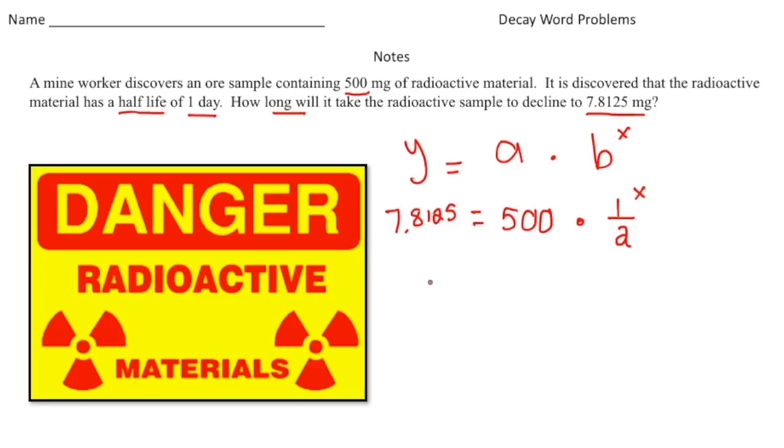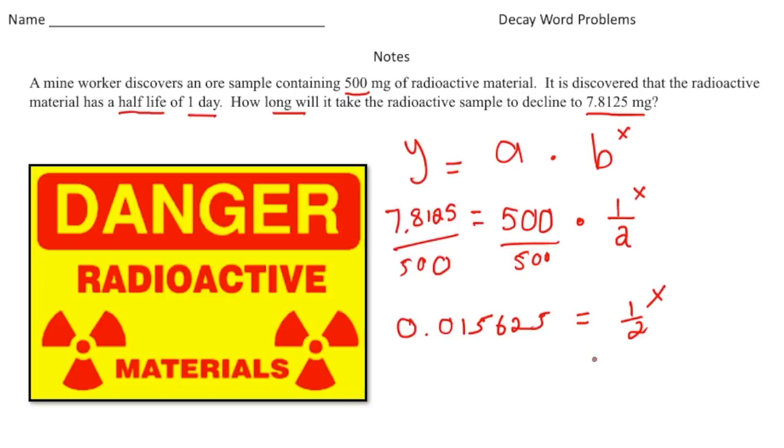All right, so to solve for x, I need to first divide both sides by 500. And then when I do 7.8125 divided by 500 on a calculator, we get 0.015625. And so that's going to equal 1/2 to the x power. Now, I'm going to rewrite 1/2 as 0.5 to the x. It's the same. So the question is, how many times do I multiply 0.5 times itself until I get this number right here? So let me see if I can pull up the calculator.